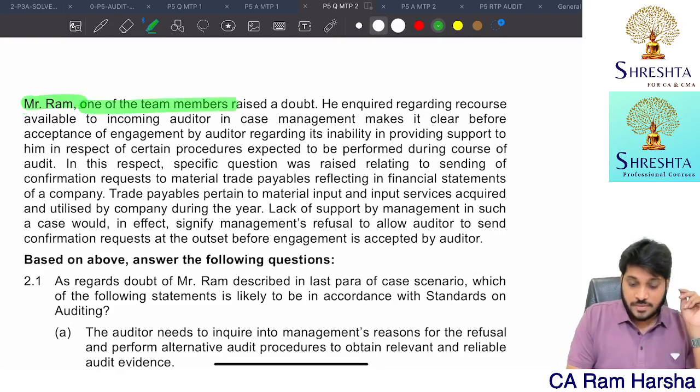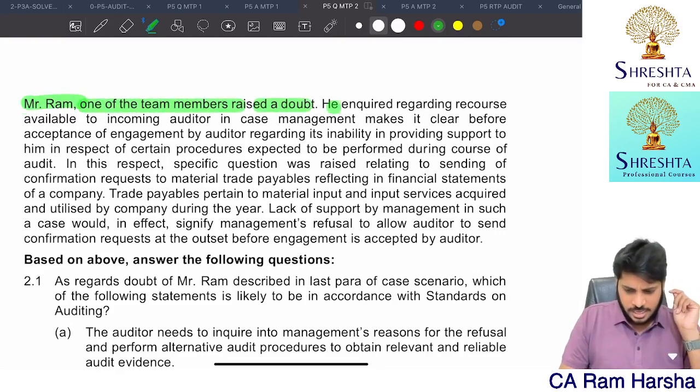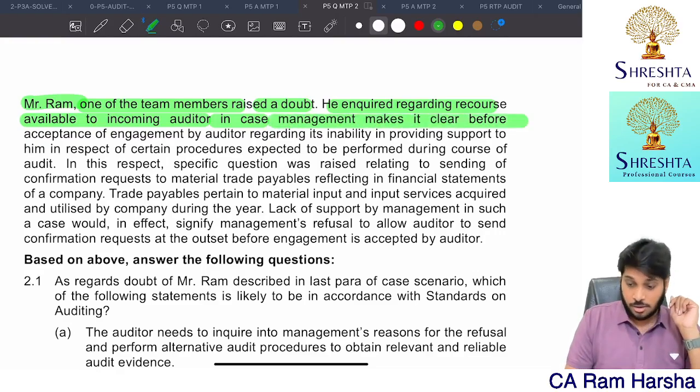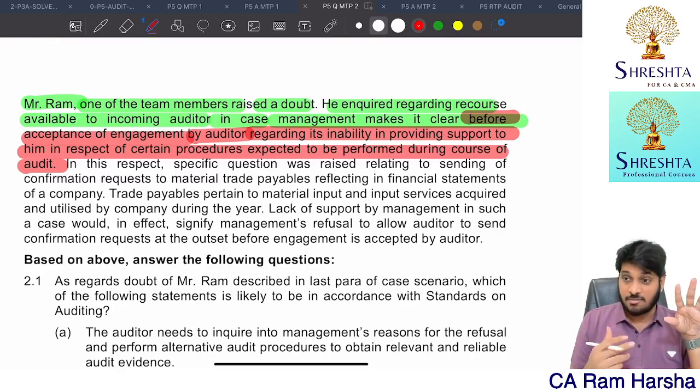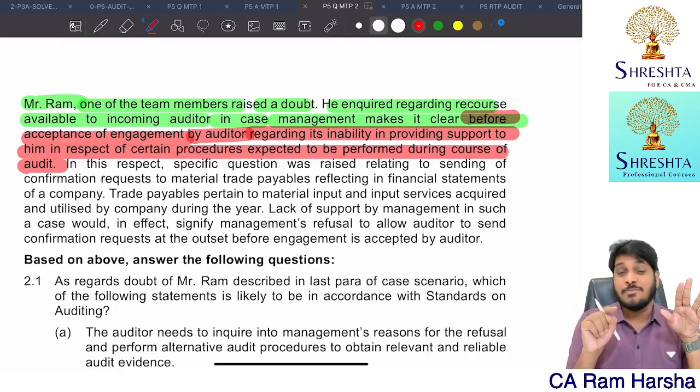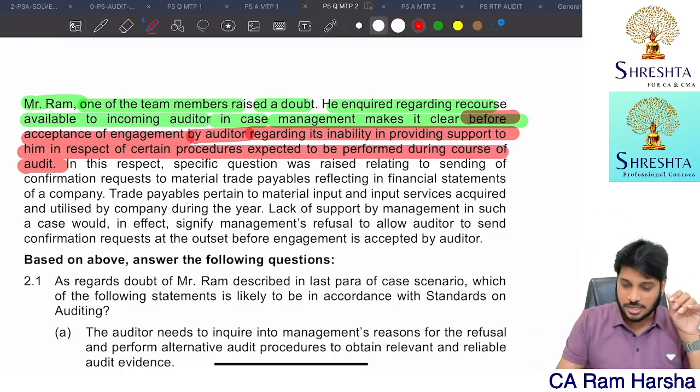Mr. Ram, one of the team members, raised a doubt. He inquired regarding the recourse available to an incoming auditor, that means a new auditor, in case management makes it clear before acceptance of engagement that it is unable to provide support in respect of certain procedures expected to be performed during the course of audit. Before accepting the audit itself, management is saying it can't provide some evidence while you're doing the audit. That is a limitation on the scope of the auditor prior to acceptance of the audit. You should not accept the audit.